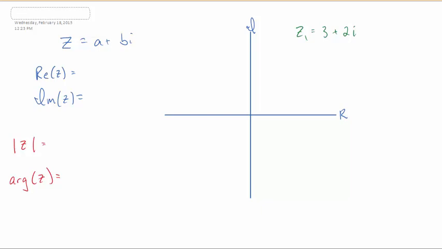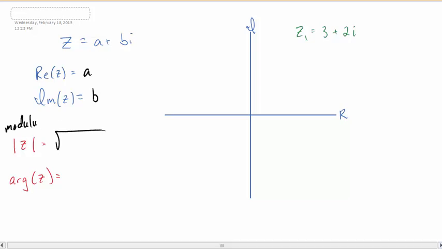So just to review, if we have a complex number z, a plus bi, the real part of z is a, the imaginary part of z is b, the magnitude of z, also called the modulus of z, would be the square root of a squared plus b squared. And the argument of z, I'm going to hold off on that for a second, but that is the angle that z makes when measured from what traditionally would be considered the x-axis.